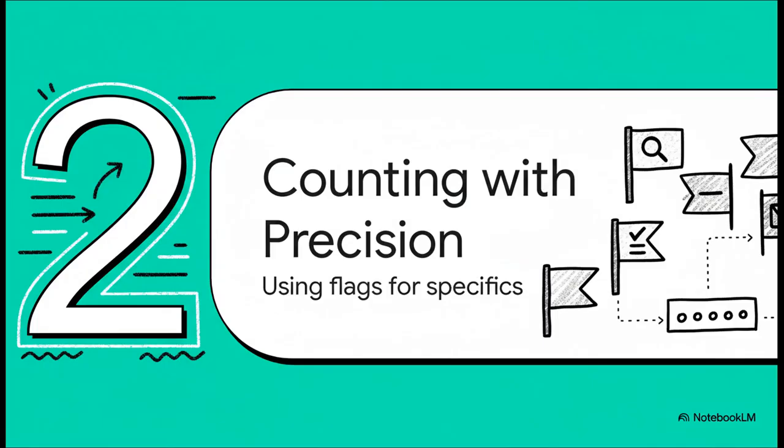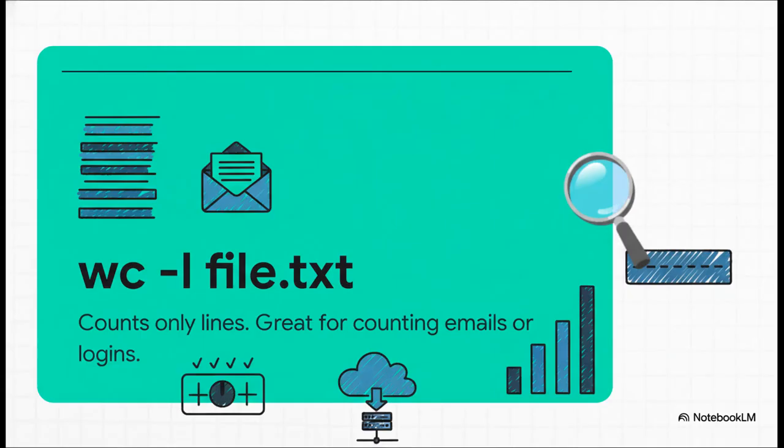What if you're on a mission for just one specific piece of info? That's where flags come into play. Think of them like little switches that let you tell the command exactly what you want. Let's start with -l. The L is for lines. This one is, honestly, a lifesaver.